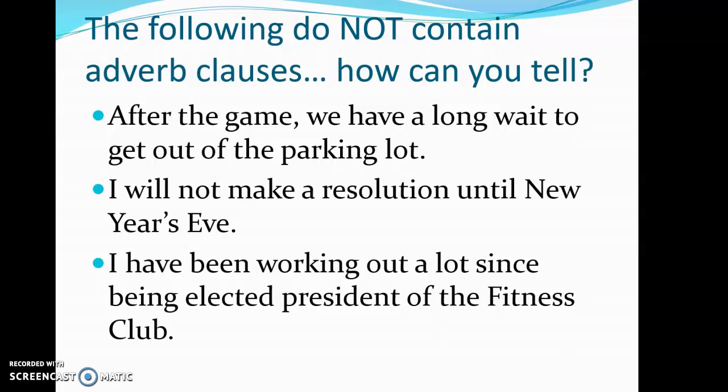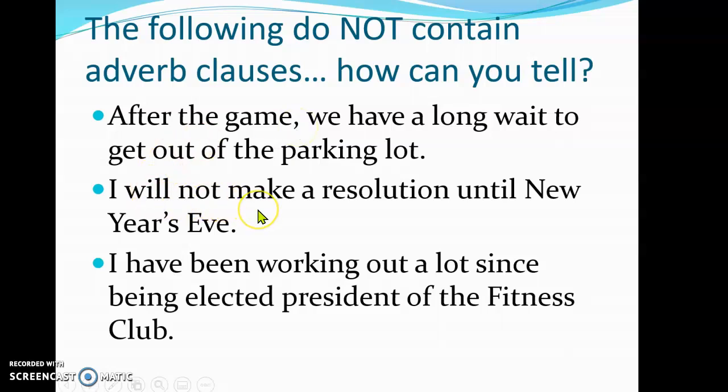One final note. The following sentences kind of seem like they do have adverb clauses, but they don't. Here's how you can tell. After the game, we have a long wait to get out of the parking lot. After the game seems like an adverb clause, but you know it's not, because if you took out this subordinating conjunction, the game, that's not a sentence on its own. If it said after the game begins, then it would be an adverb clause.